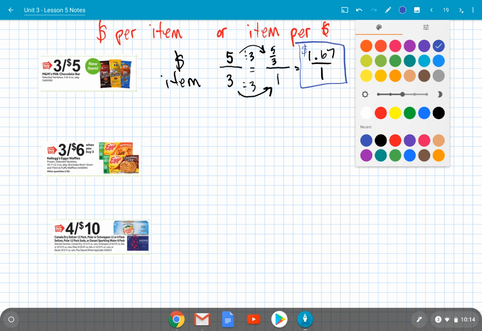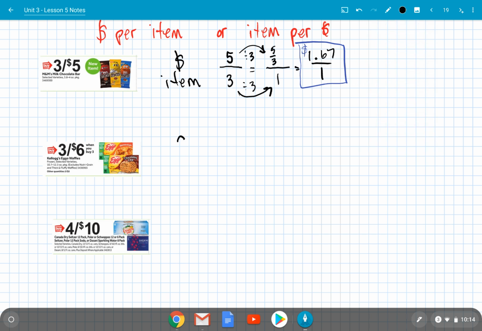If we carry that on, the same situation, dollars per item with waffles. I can pay $6 for 3 things of waffles. What am I going to pay for 1? Divide by 3, divide by 3. So 6 divided by 3 is 2. So it's $2 per box.